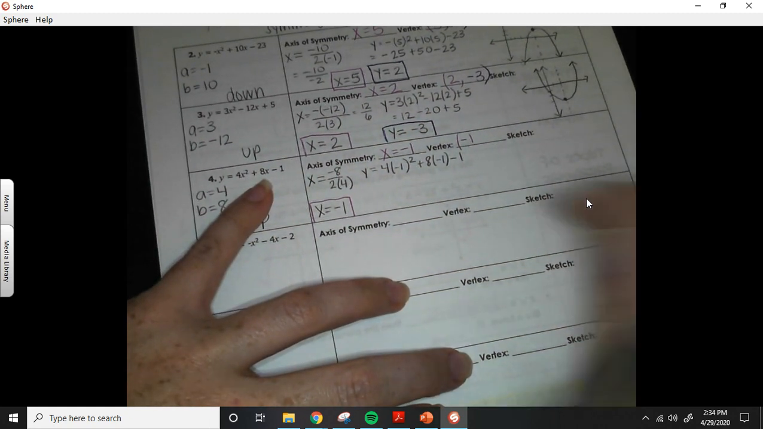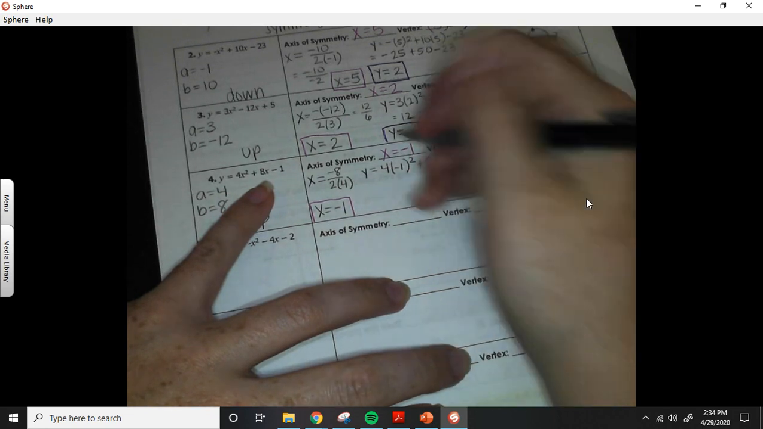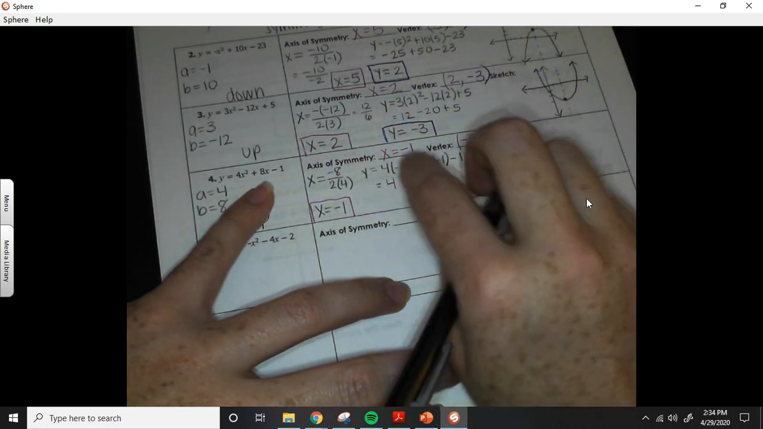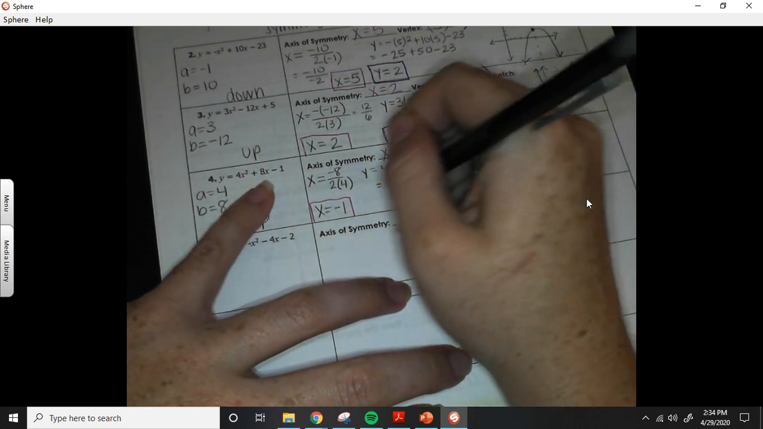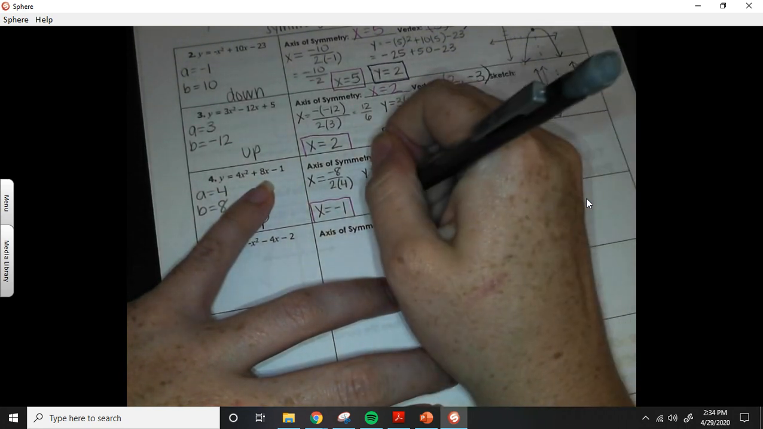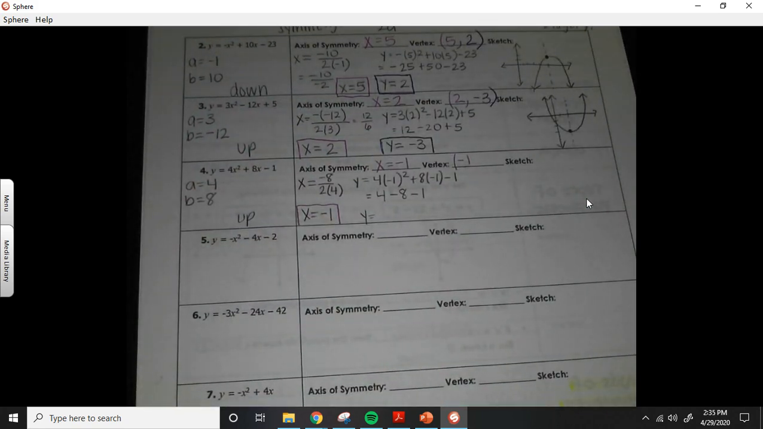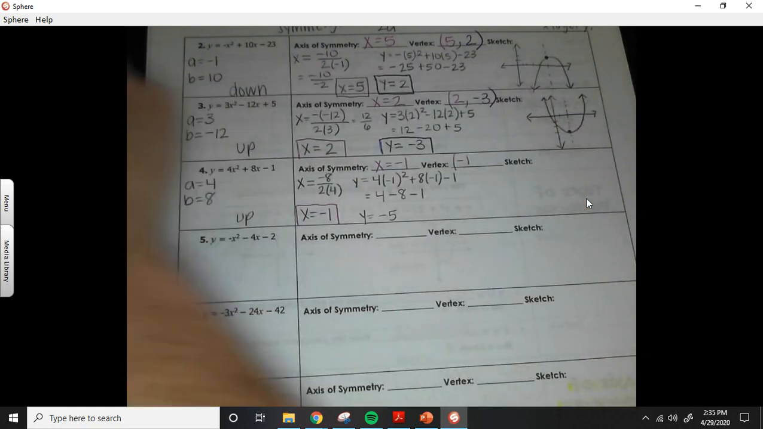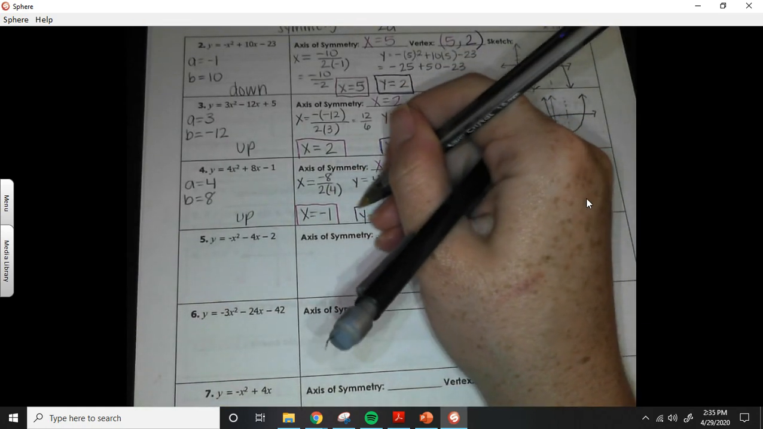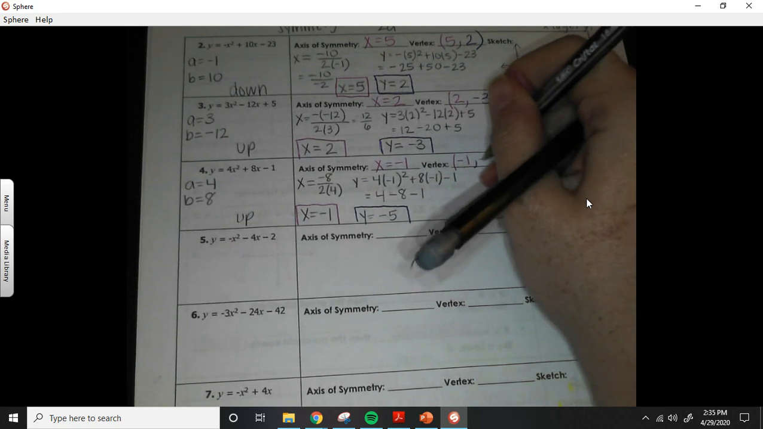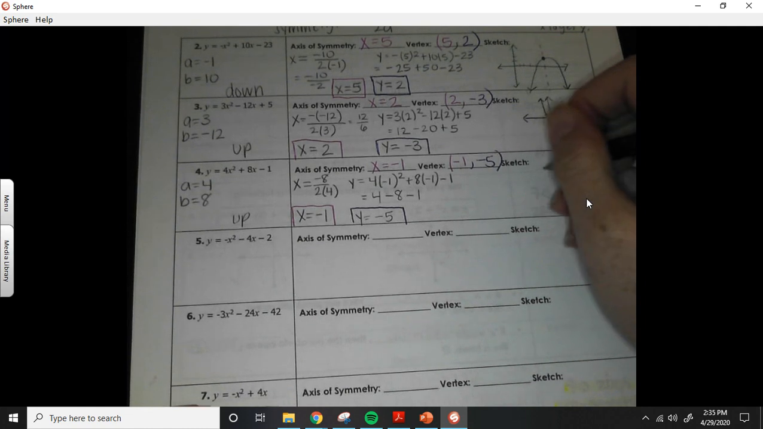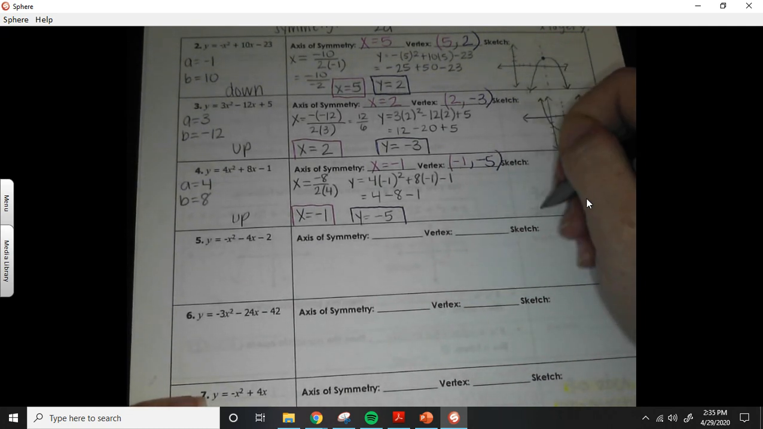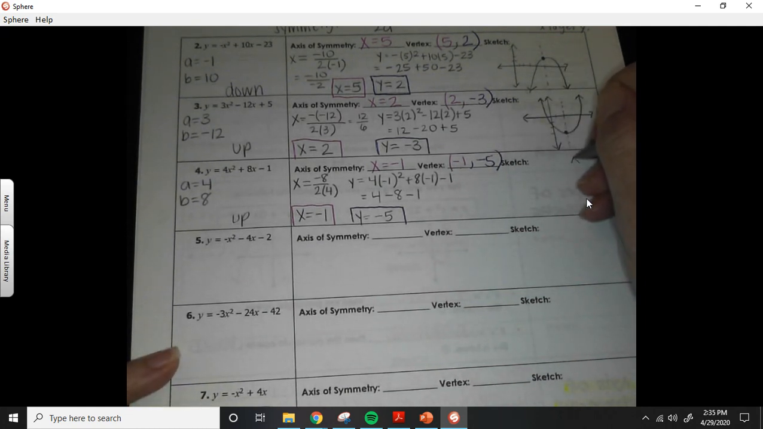So do that math. Negative 1 squared is 1. 1 times 4 is 4. 8 times negative 1 is negative 8, minus 1. Let's do this mentally. So 4 minus 8 is negative 4. Negative 4 minus 1 is negative 5. Put your integer skills to the test. Okay, we have our axis, our vertex. Now it's time to sketch. So negative 1, negative 5, that means it's in the third quadrant.